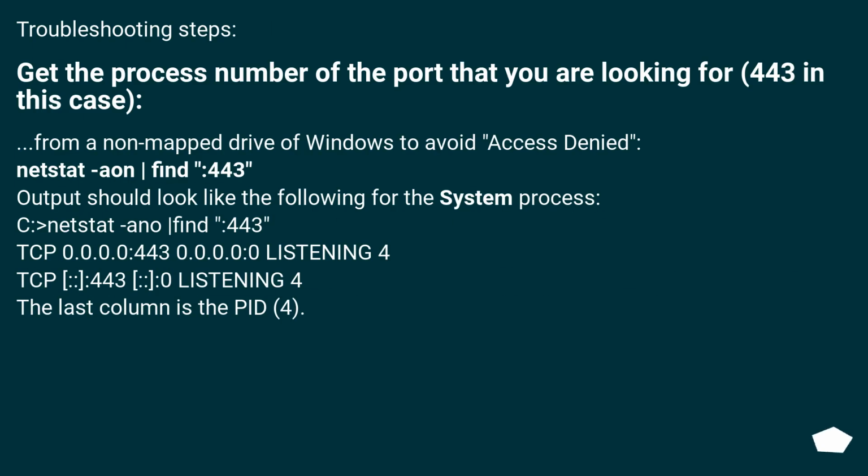Troubleshooting steps. Get the process number of the port that you are looking for, 443 in this case, from a non-Mac drive of Windows to avoid access denied. netstat -aon | find "443". Output should look like the following for the system process. C:\> netstat -aon | find "443".